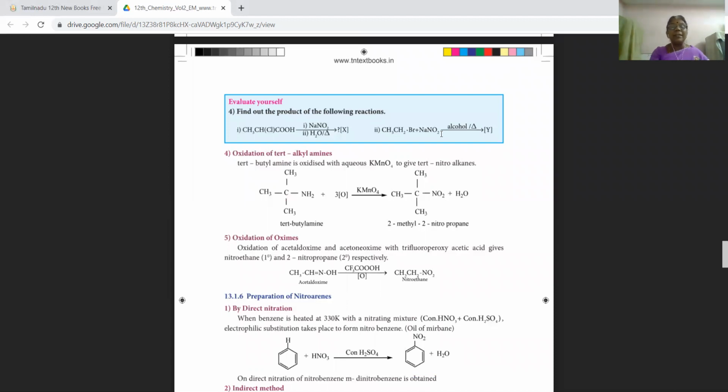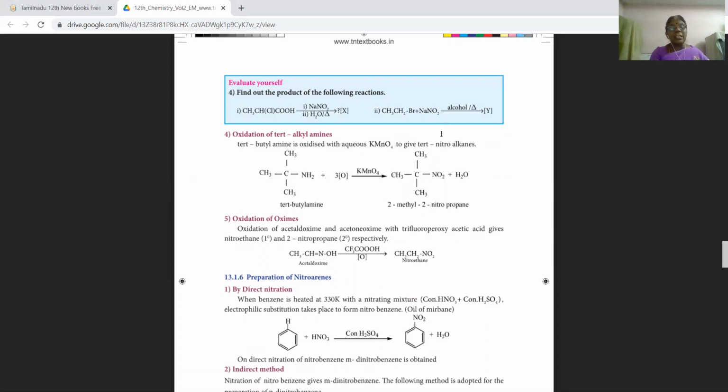And the fourth method is oxidation of tertiary alkyl amines. Tertiary alkyl amines are oxidized with an aqueous solution of KMnO4, that is potassium permanganate, to give tertiary nitroalkanes. (CH3)3CNH2 plus oxygen, that is oxidation with KMnO4, gives (CH3)3CNO2, 2-methyl-2-nitropropane.